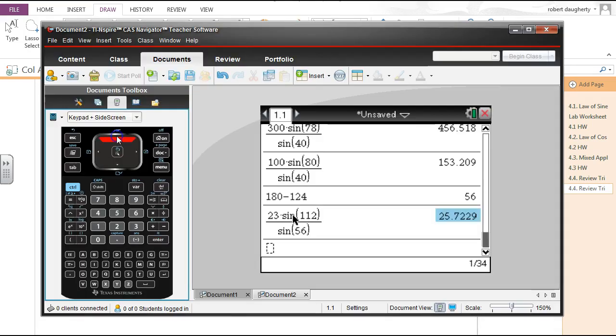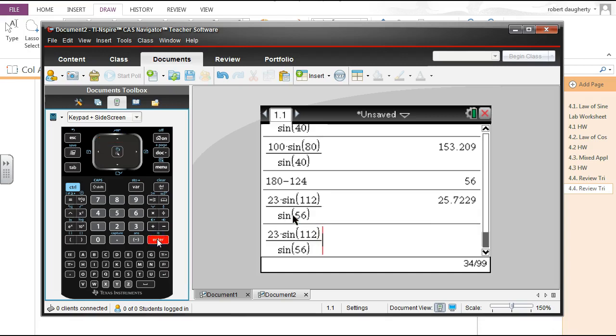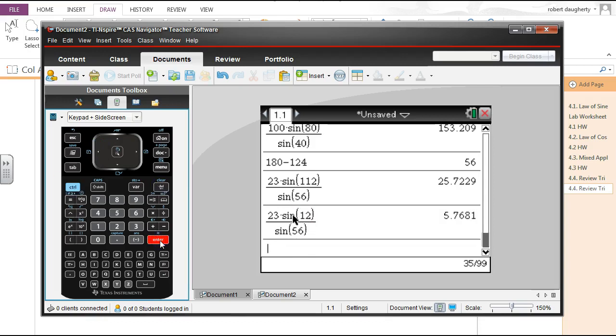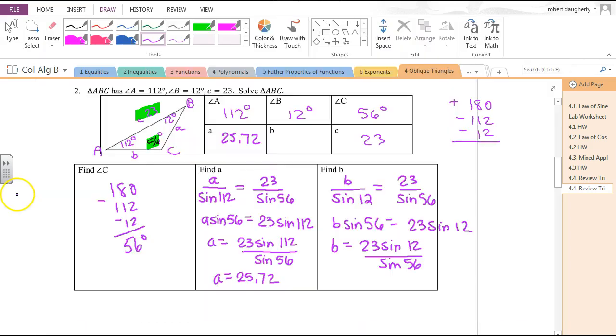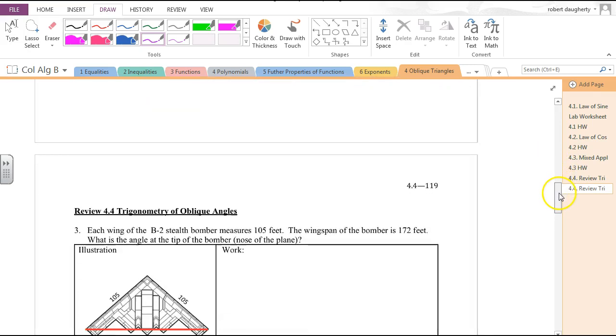Let me just do a shortcut here. You'll put that in the calculator. 23 sine 12 over sine 56 is 5.77. So B is 5.77. So we've solved all sides of the triangle. Here I had to use the law of sines because I had a side and an opposite angle.